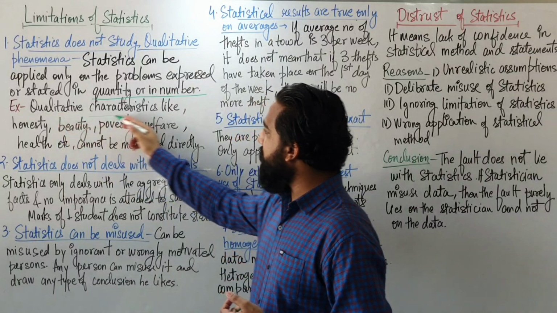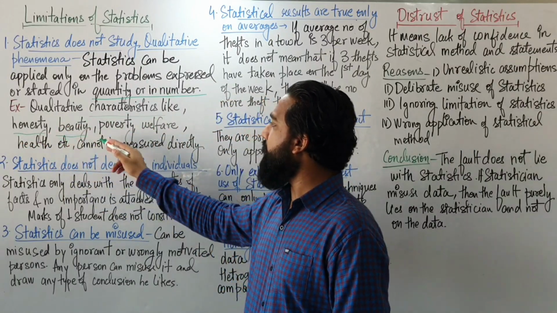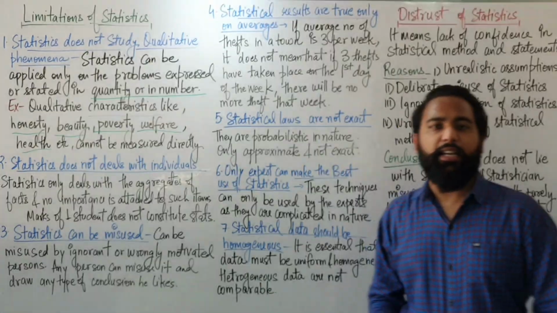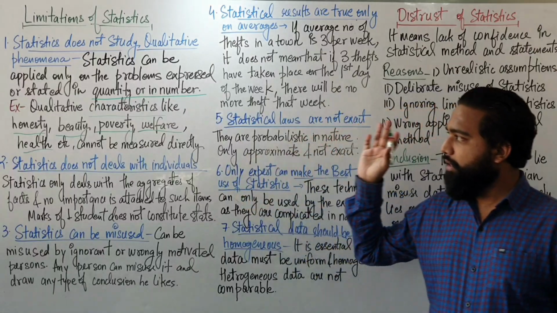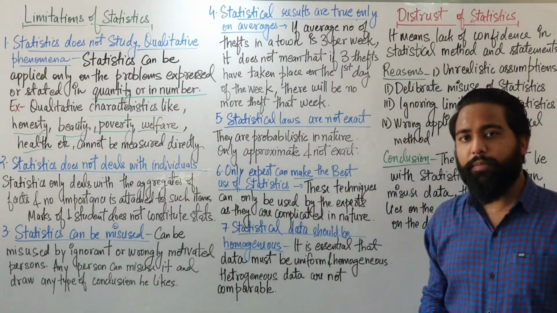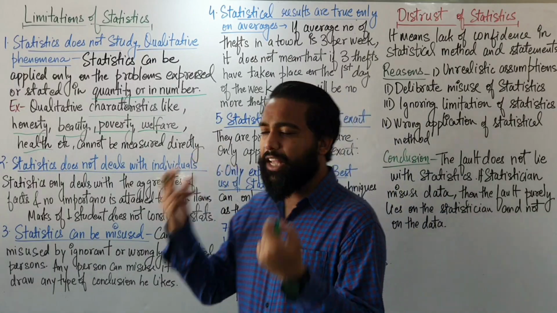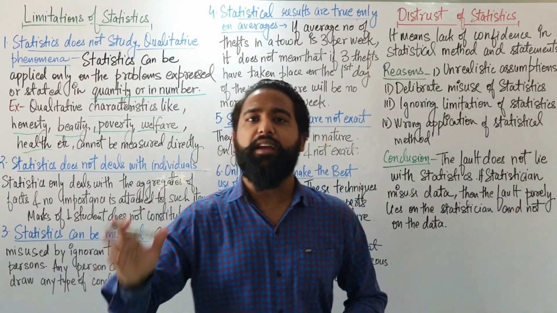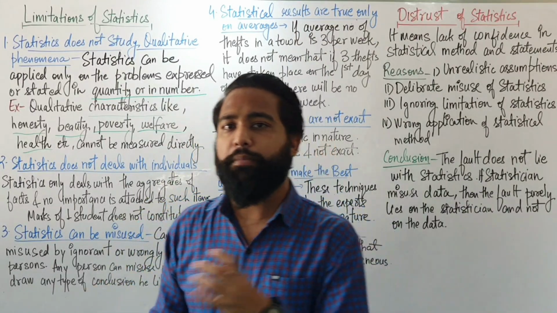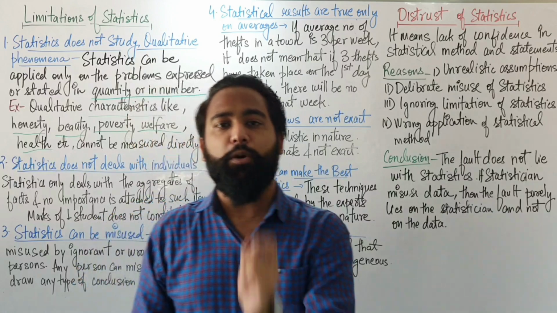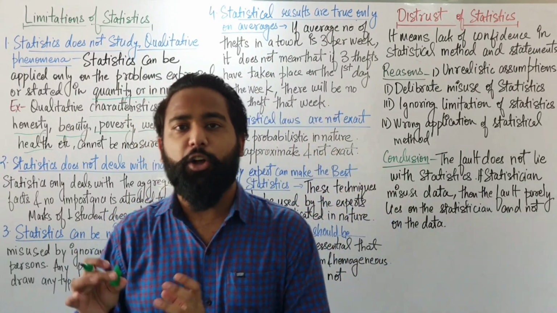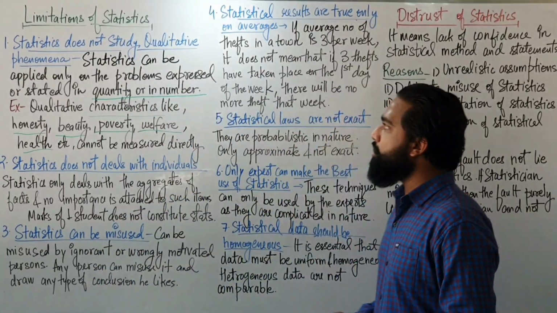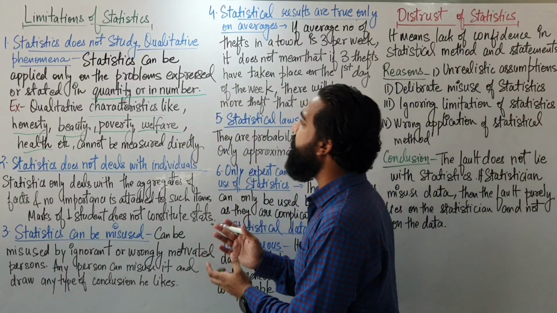Qualitative characteristics like honesty, beauty, poverty, welfare, health, they cannot be measured directly. These qualities cannot be expressed or measured directly in numbers. We can rank them, definitely we can rank them according to their intelligence, according to their beauty, but we cannot express their beauty or honesty or any other qualitative expression with a number. You simply cannot. So statistics does not study qualitative phenomena.